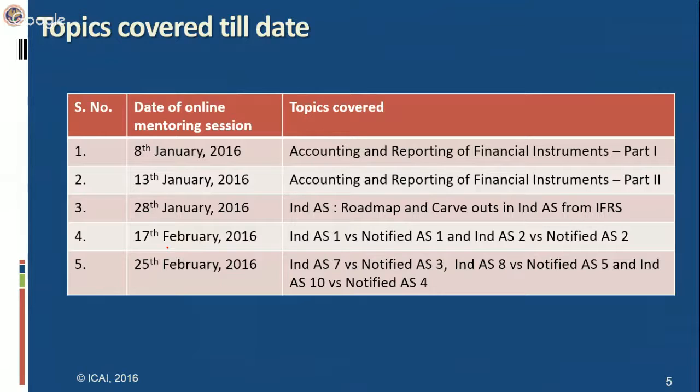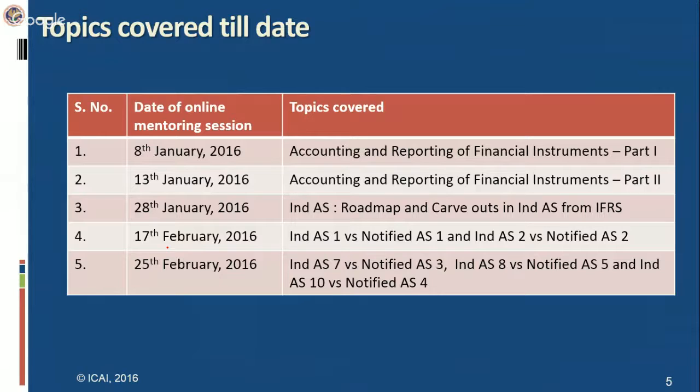So this is completely a new chapter, and based on it, a supplementary material has also been released, and we have taken 2 mentoring sessions in continuation on accounting and reporting of financial instruments. Later, at the end of January, we started mentoring sessions on Indian accounting standards. The first mentoring session was on the roadmap and carve-outs in Ind AS from IFRS. Then in February, we took 2 mentoring sessions.